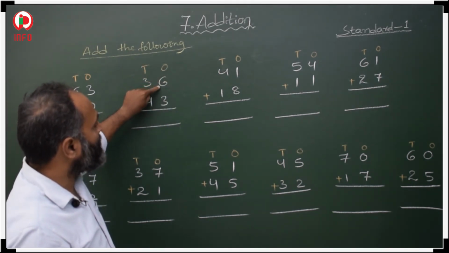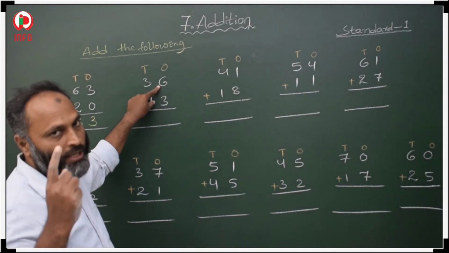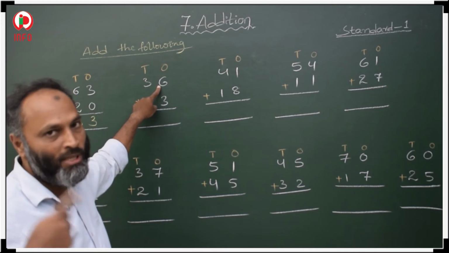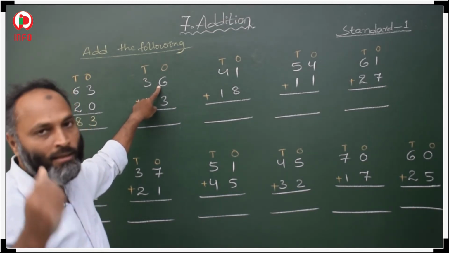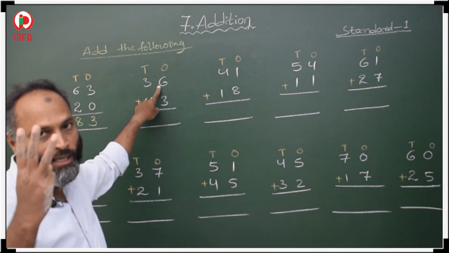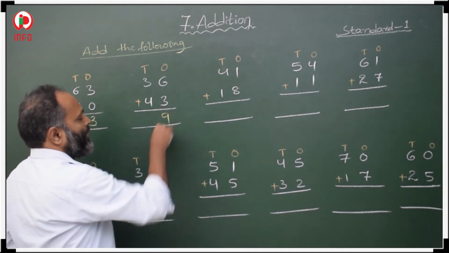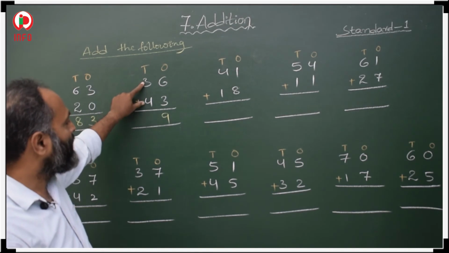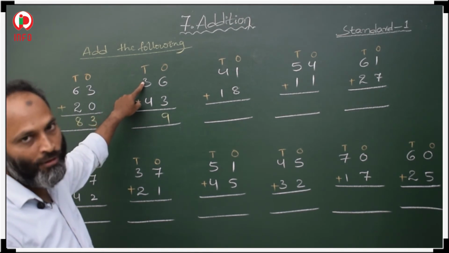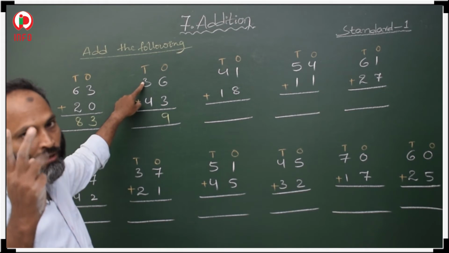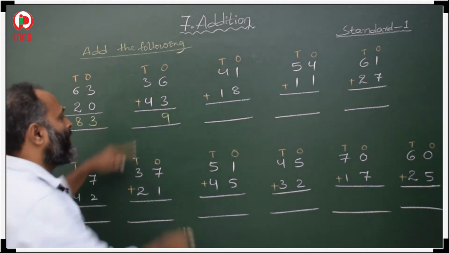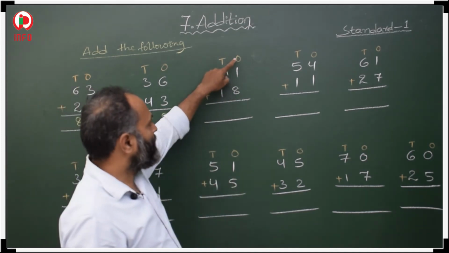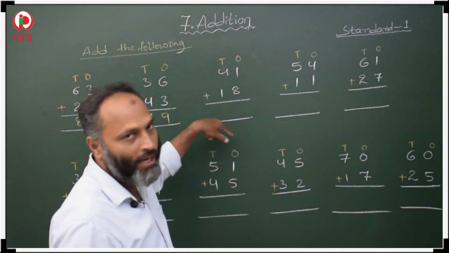6 and 3. Keep your finger on 6 and count 3 numbers in serial after 6, means forward counting: 6, 7, 8, 9. Now the tens place. Keep your finger on the tens, that is 3 and 4. After 3 you count 4: 4, 5, 6, 7. You will get 7 here. And here, ones column first, next we add the tens column.